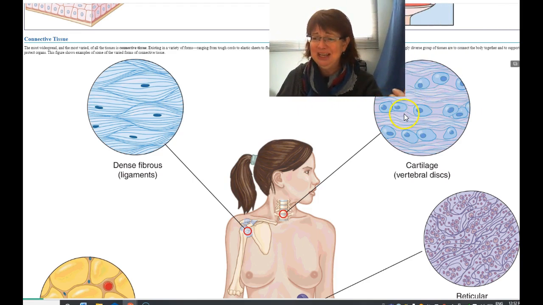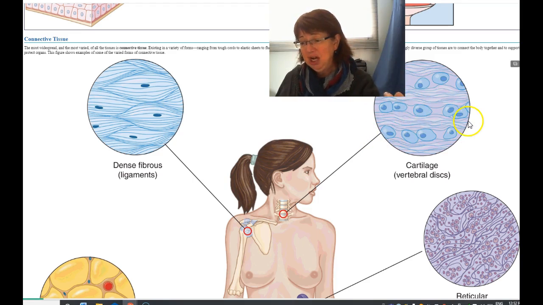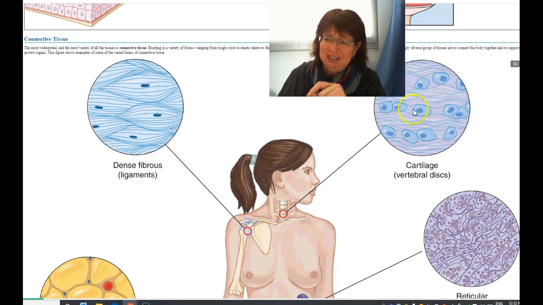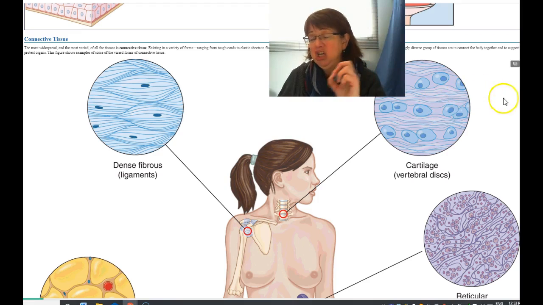Cartilage to me looks like fried eggs or eyeballs in line. So you've got some collagen in it, but then you also have your cells in it. Now notice, no blood vessels. And this is one of the reasons why cartilage is so difficult to heal. There's no blood vessels. Anything that needs to get into the tissue has to diffuse in through this matrix. Okay? So cartilage changes based on the amount of fibers in it.